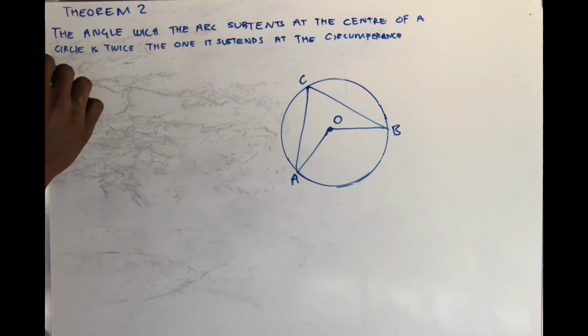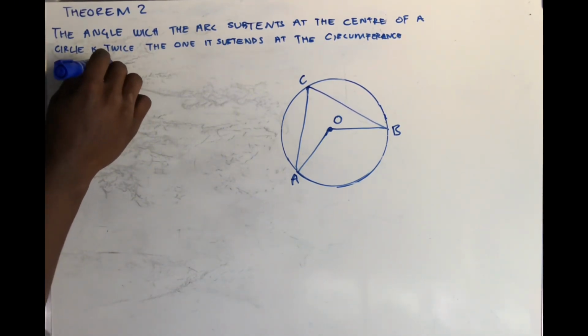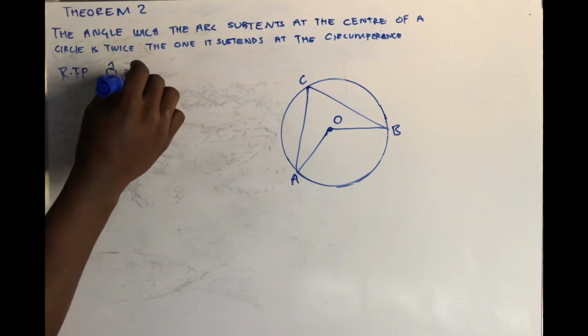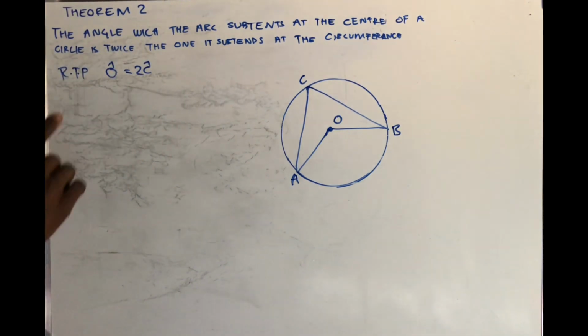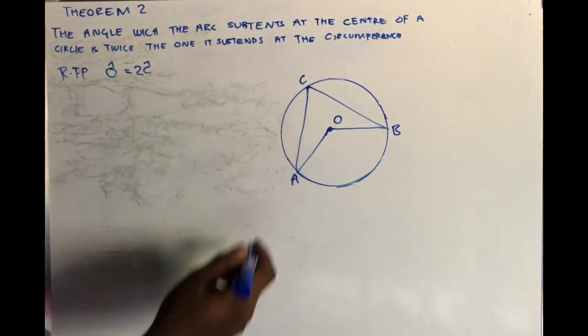We are required to prove that angle O is equal to 2 times angle C. Remember, from the previous theorems that we have proved, we've used triangles to prove our theorems. Now let's find a way in which we can make these triangles.